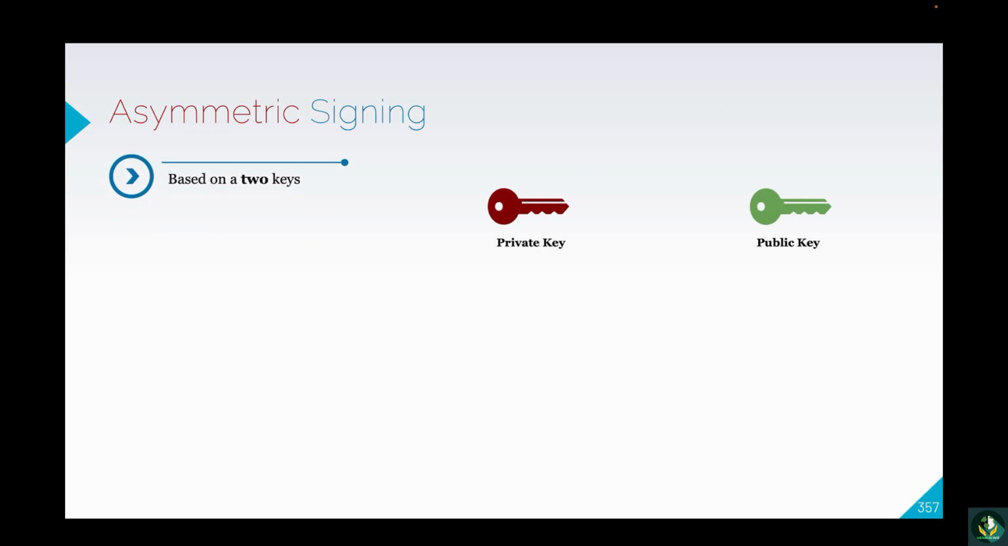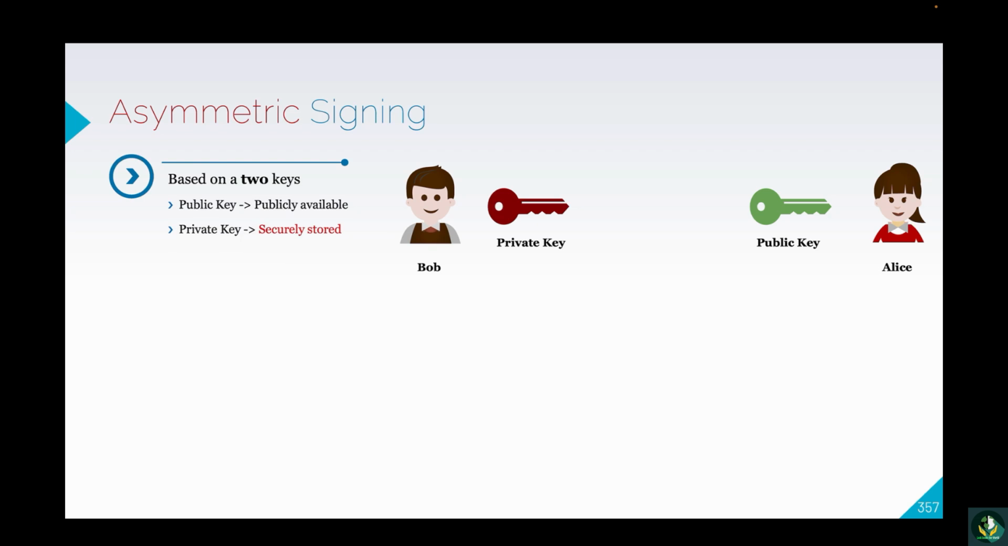Asymmetric signing is based on two keys, a private key and a public key. In this scenario, Bob, who writes the message, has a private key, while Alice, who receives the message, has a public key. The public key is publicly available for anyone or any client that wants to verify that the message truly comes from Bob. However, the private key must be kept secure.